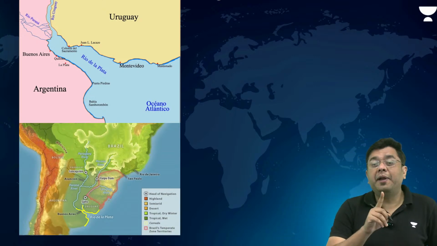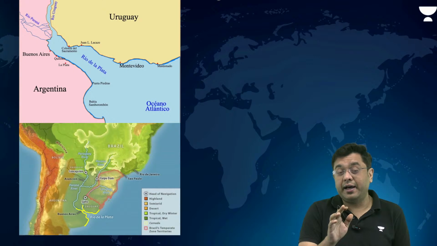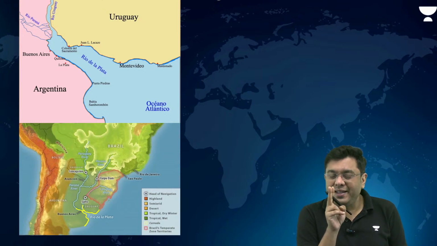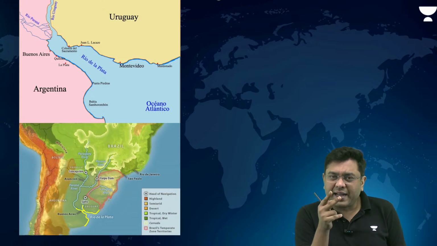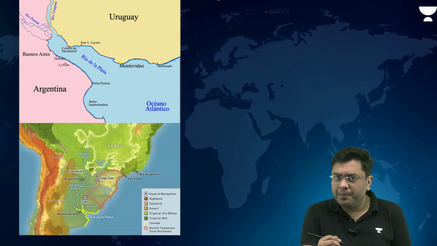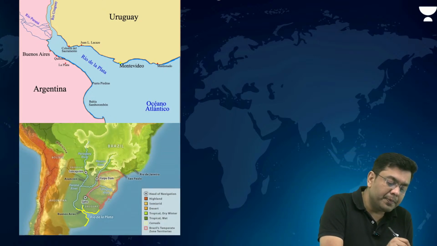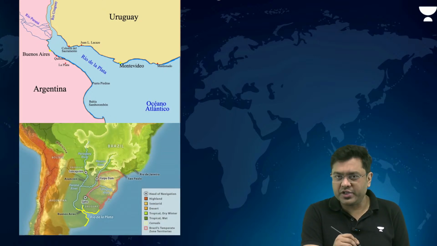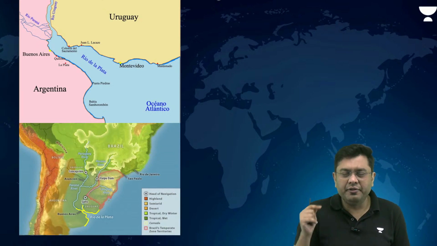Now, Rio de la Plata has a large population density in the region around it. You have two capital cities on the banks of this estuary. So, population density is high. Which are the capital cities? You have Montevideo, which is the capital of Uruguay, and you have Buenos Aires, the capital of Argentina. So, Buenos Aires as well as Montevideo, relevant for your prelims.